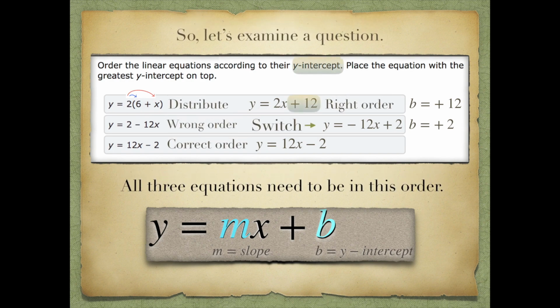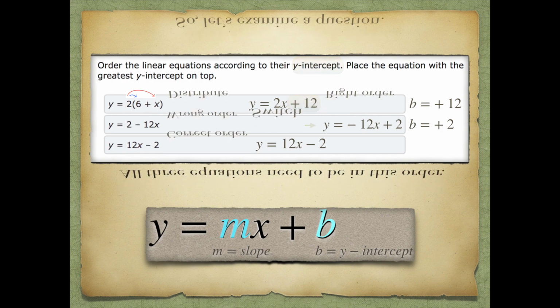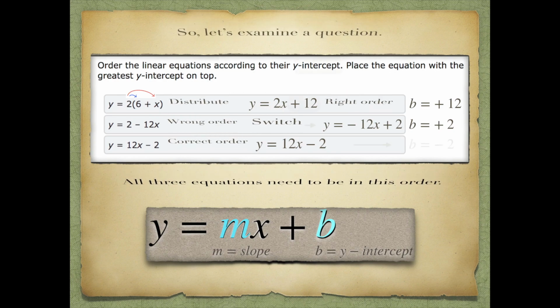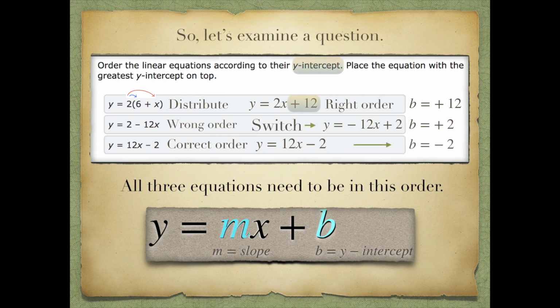The third equation they placed in the correct order for us already. We need to recognize that is y equals mx plus b, so our slope is 12, and our y-intercept is negative 2.